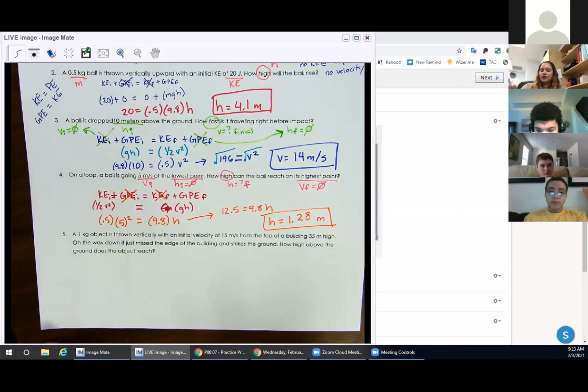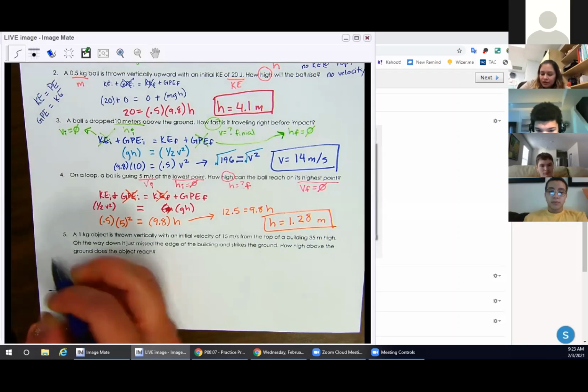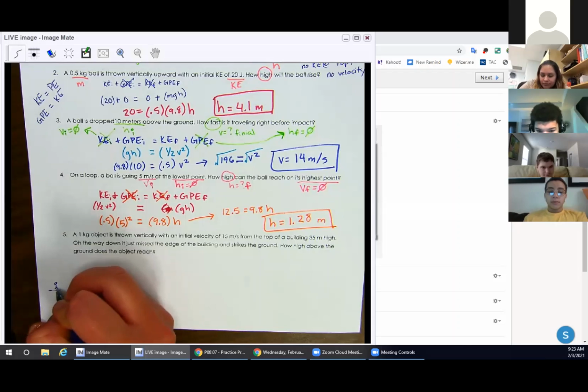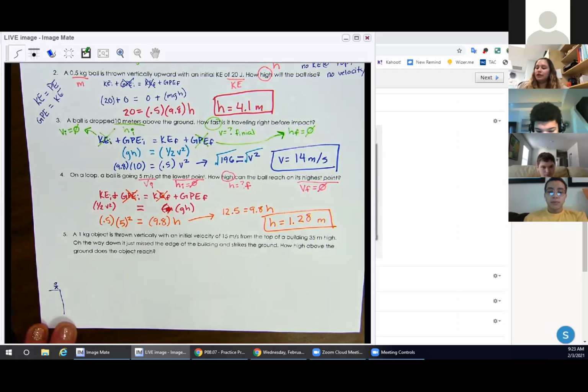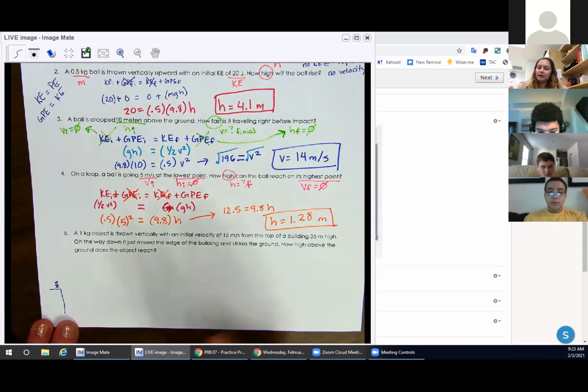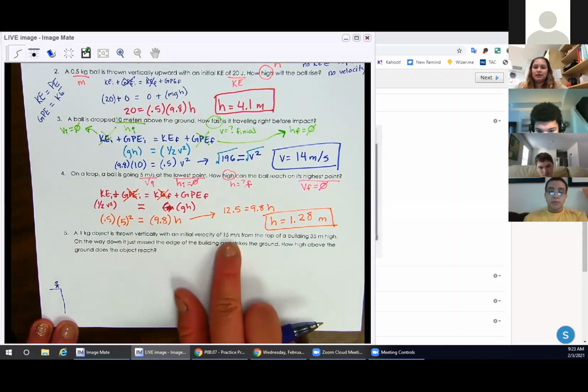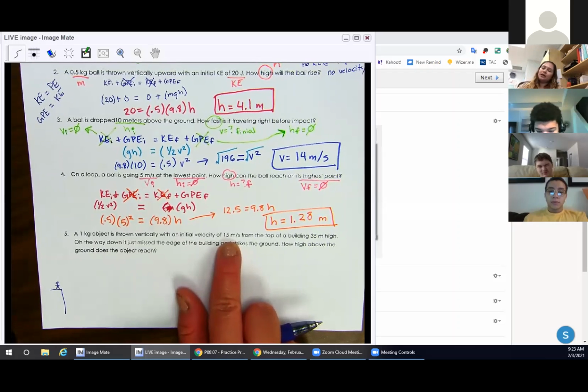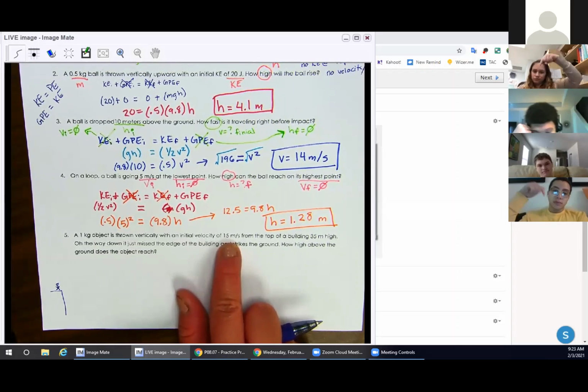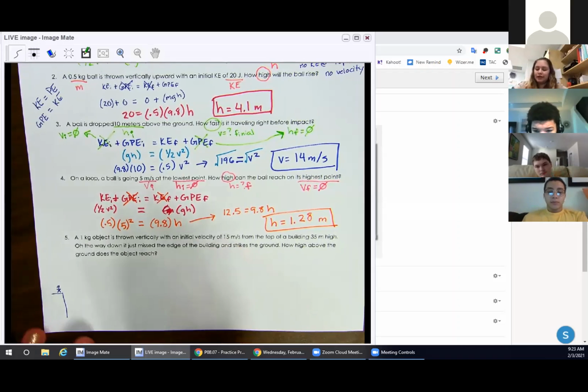All right, so let me draw that for you. You're standing at the top of a building, throwing a ball up. How do you know it's thrown up? Because it's a positive velocity. If it's a negative velocity, which way am I going? Down. But since it's positive, there's no negative, I'm going up.